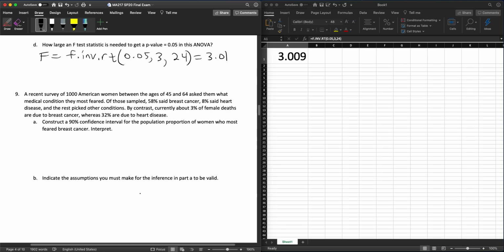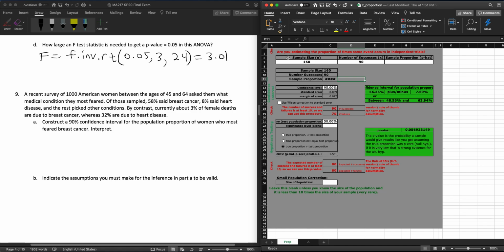For question number 9, we have here a recent survey of 1,000 American women between the ages of 45 and 64 asked them what medical condition they fear most. Of those sampled, 58% said breast cancer, 8% said heart disease, and the rest picked other conditions. By contrast, currently about 3% of female deaths are due to breast cancer, whereas 32% are due to heart disease. And we first want to construct a 90% confidence interval for the population proportion of women who most feared breast cancer, and then of course interpret it.